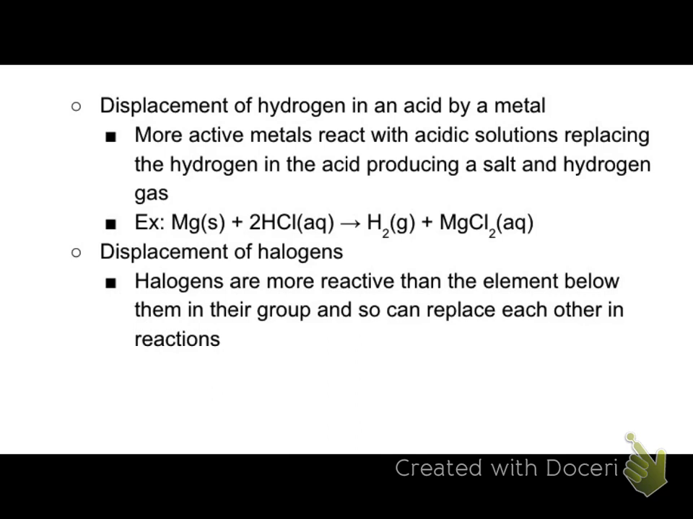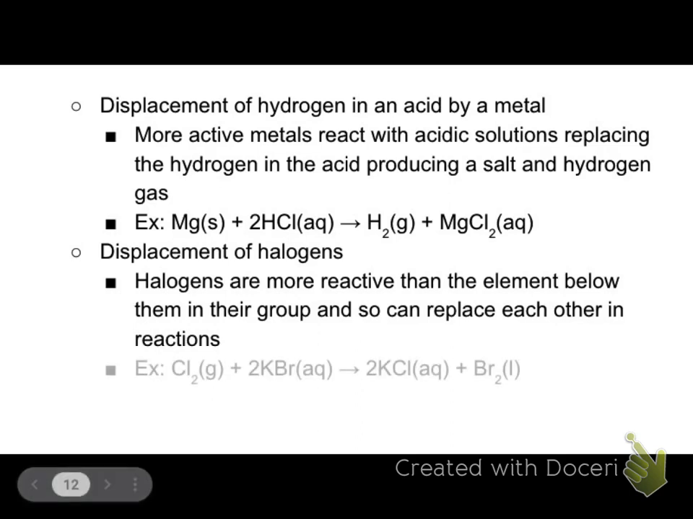So for example, fluorine is more reactive than all the elements underneath it because it's the most reactive. And then chlorine is not more reactive than fluorine, but it is more reactive than any halogen that is underneath it on the periodic table. And then bromine is more reactive than iodine and the ones underneath it, and so on and so forth.